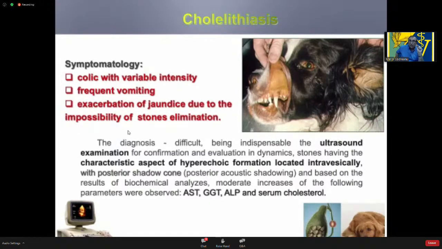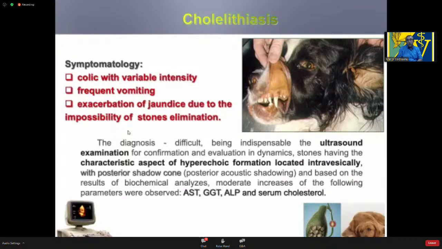But it's important to know that in ultrasound examination, in ultrasonography, the stones have a specific characteristic aspect of a hyperechoic mass, a hyperechoic formation located intraluminally, inside the gallbladder. Of course, the most important thing to be recorded, the presence of this hyperechoic mass in the gallbladder in case of stones, is followed by the specific posterior or distal acoustic shadowing, which is specific for stones.